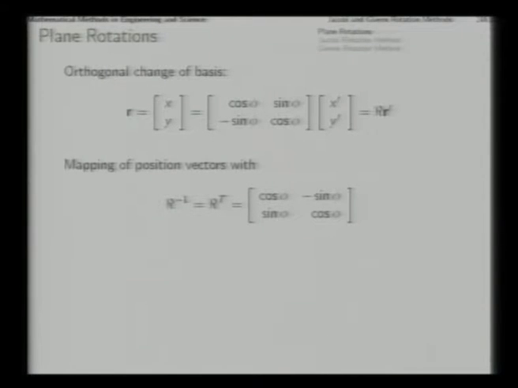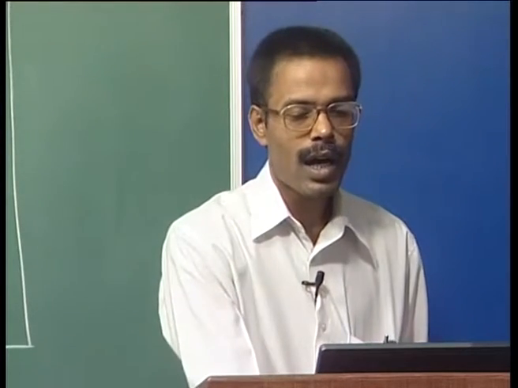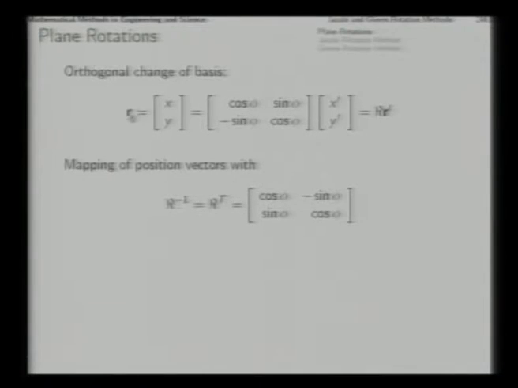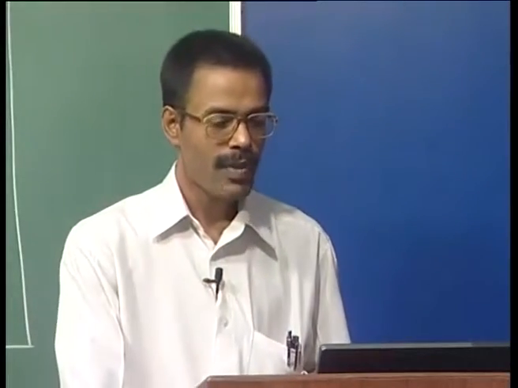Now, when we want to find the new position vector in terms of the old position vector, what do we need to do? We have to find r prime is equal to R inverse into r, that is, capital R inverse into small r, and R inverse is the same as R transpose. So, this matrix finally gives us the mapping from the old coordinates to the new coordinates.